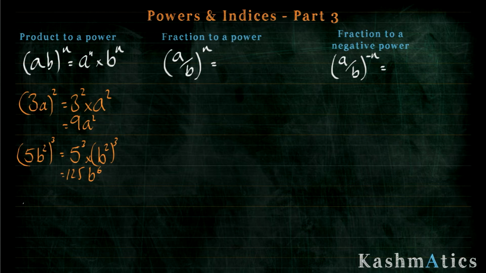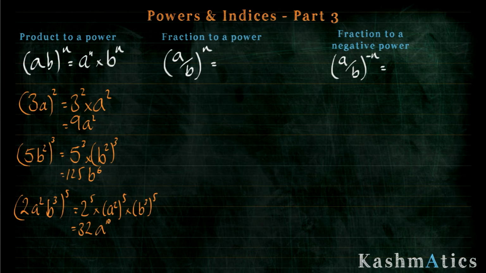And something a bit more complicated like 2a squared b to the power 3 all to the power 5. That's each individual bit raised to the power 5. So 2 to the power 5 multiplied by a squared to the power 5 multiplied by b cubed to the power 5. And 2 to the power 5 is 32. a squared to the power 5 is a to the power 10. And b cubed to the power 5 is b to the power 15. So hopefully you can see that rule is quite straightforward and simple.